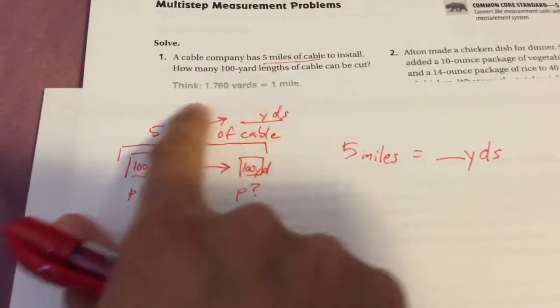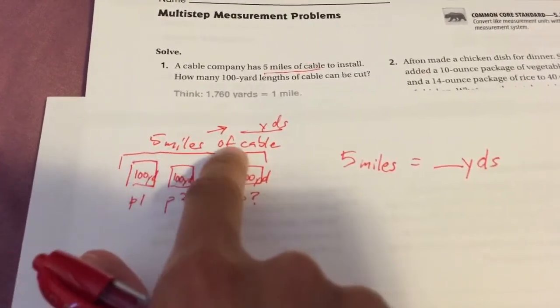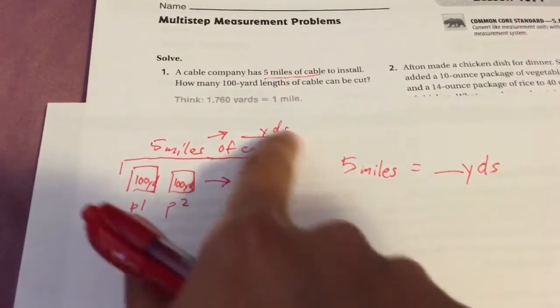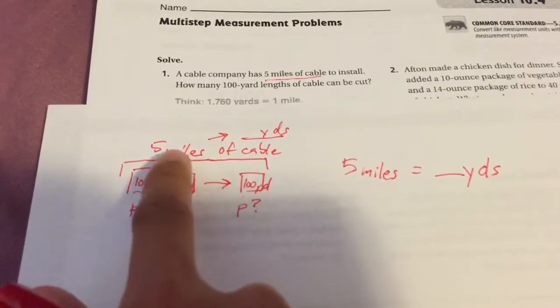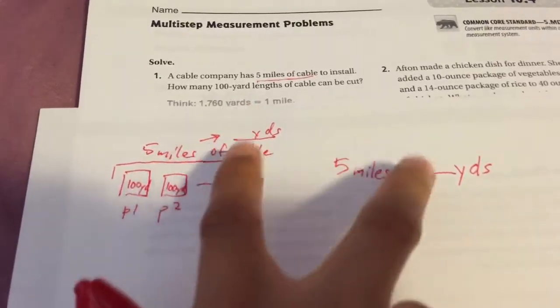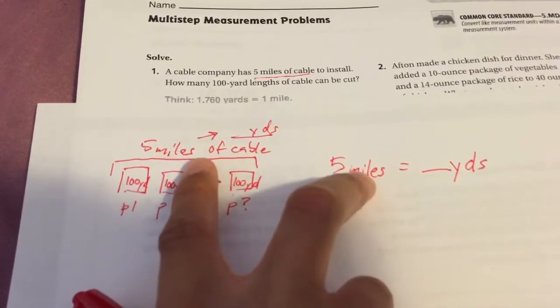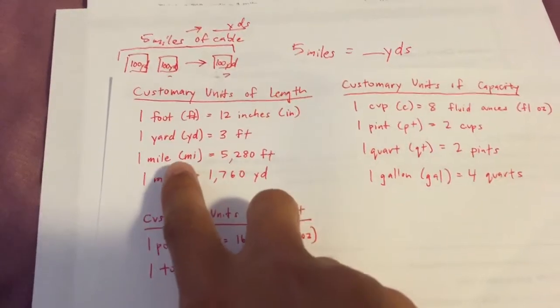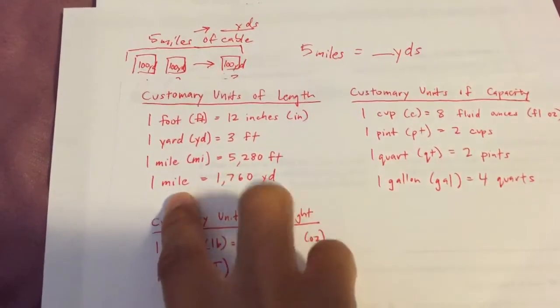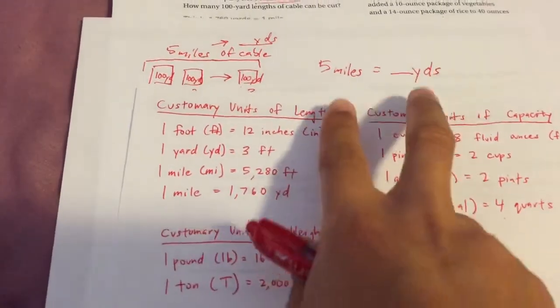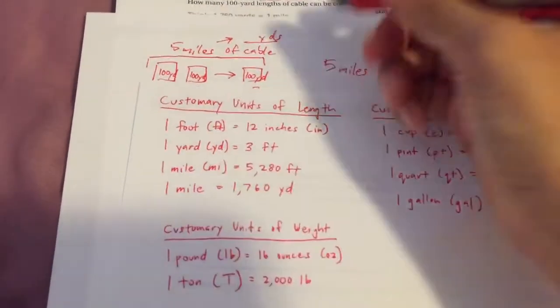So once we set up the equation, 5 miles is the amount of cable they have. They're cutting it into pieces of 100, and you want to find out how many pieces there are. We've done this kind of setup before. We can't simply do 5 divided by 100 because one is miles and one is yards. First step is change the 5 miles into yards. Here's where your cheat sheet comes in handy, and we're going to be looking for miles and yards. So you can see here 1 mile equals 1,760 yards. So this is going to be miles and yards, miles and yards.